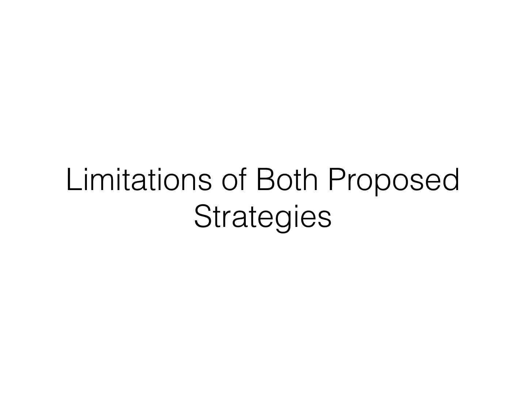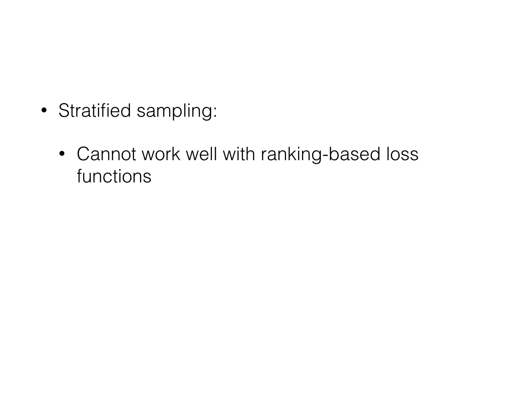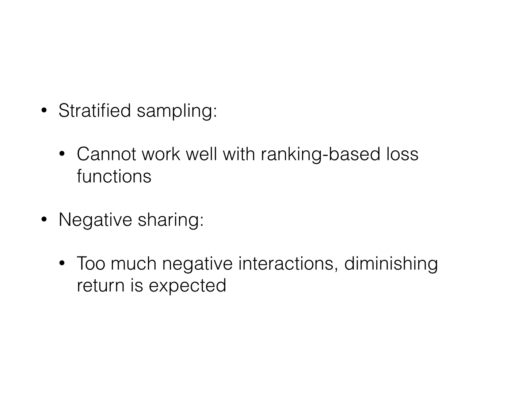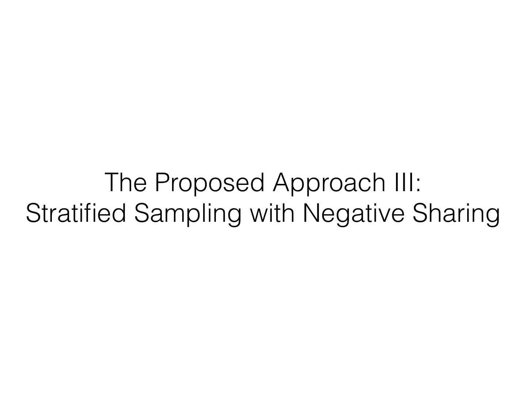Although they both speed up the computation, the two sampling strategies have limitations as well. Stratified sampling cannot work well with ranking-based loss functions. Negative sharing samples too many negative interactions, so diminishing returns are expected. So we propose to combine both strategies to overcome their shortcomings, while keeping their advantages.